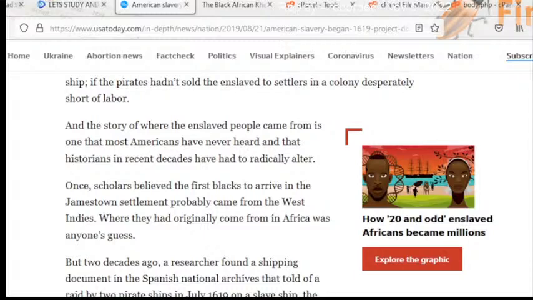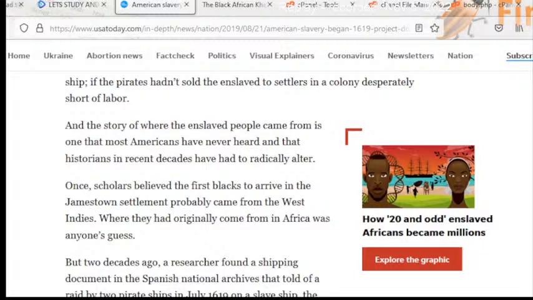This article was written in 2019, 3 years ago, right? It says, once scholars believed the first blacks to arrive in Jamestown settlement probably came from the West Indies, where they had originally come from in Africa was anyone's guess. So they thought they came from the West Indies, right? Which is Jamaica and all those islands over there. But where they originally came from in Africa, they didn't know, right?